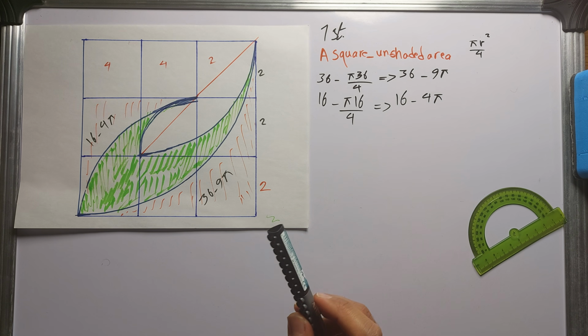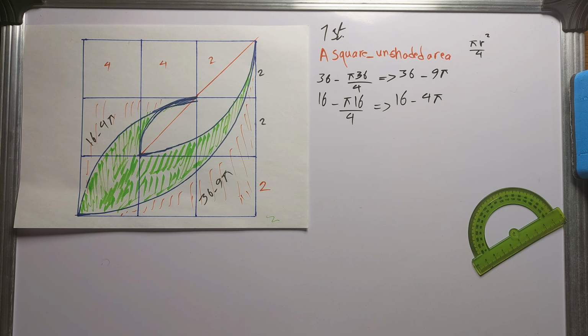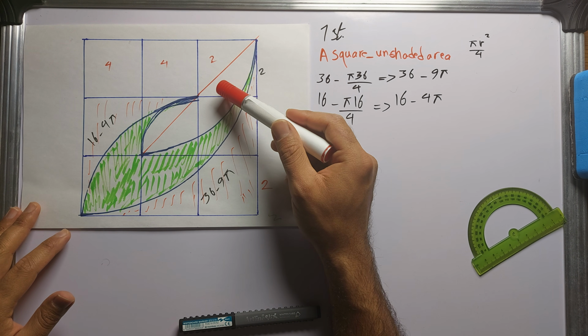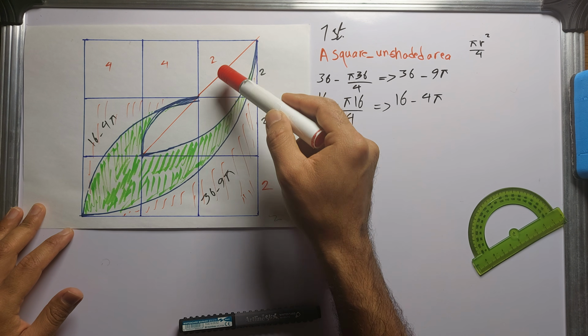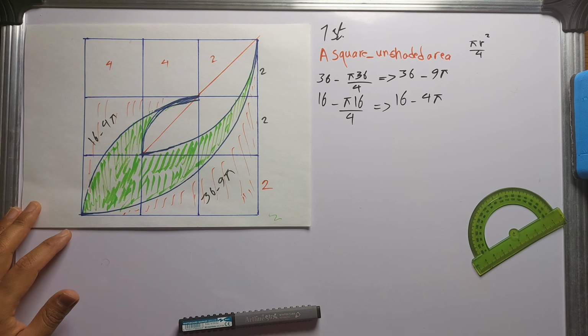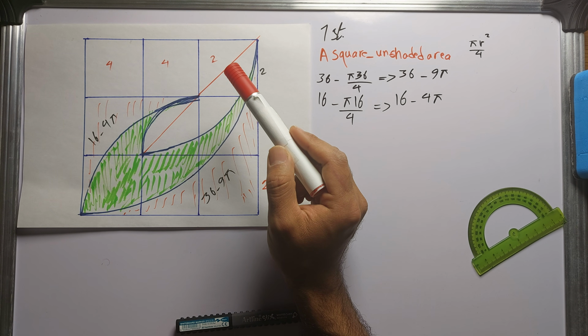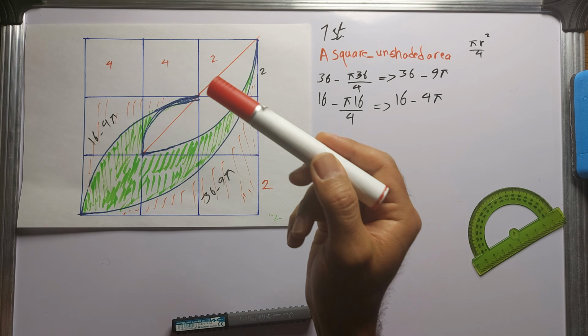So the next step is to find this. Let me color that again in red, maybe. Okay, so this, I don't color that because we'll have something to do with it in the next part of this video. So the next part is finding this area of this part. So this is not a circle or quarter circle anymore. This is a segment, right?